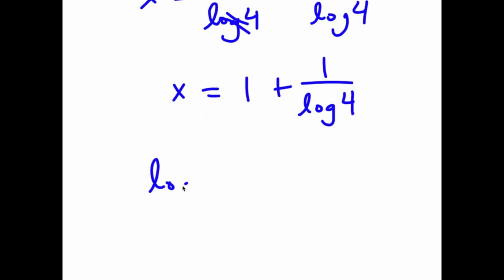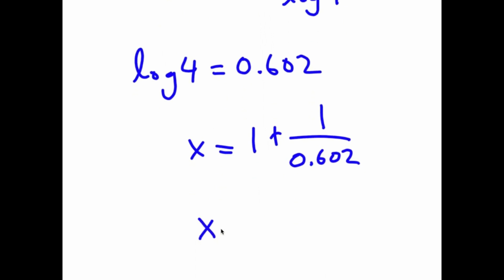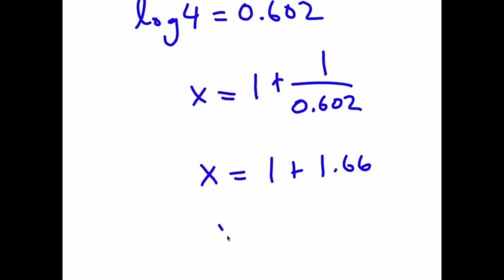Now log 4, this is equal to 0.602. So I get x is equal to 1 plus 1 over 0.602. And 1 divided by 0.602 is 1.66. So 1 plus 1.66 is 2.66.